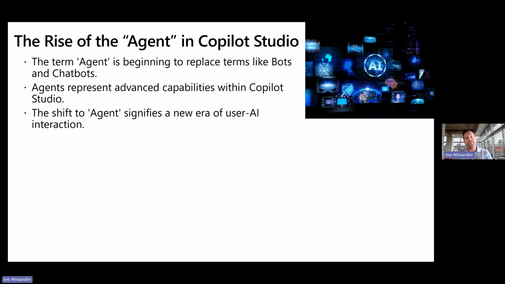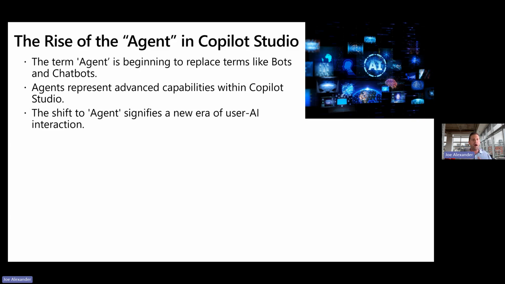Before we go any further, though, I want to talk a little bit about the term agent. And you've maybe heard me say agent throughout this couple of slides already. Really, there's this concept of the rise of the agent in Copilot Studio. You're going to start hearing agentic capabilities and agents more often. It's starting to replace terms like bots and chatbots, right? Chatbot isn't always going to be called chatbot. It's going to go through an evolution, right? But now we're starting to leverage this concept of agents within Copilot Studio.